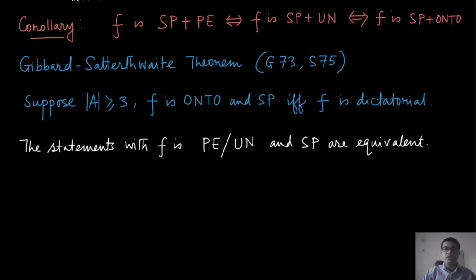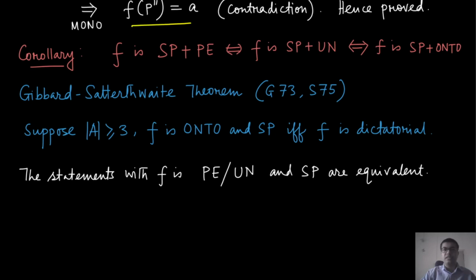So we have the corollary here, which essentially states what we just said earlier. Whenever we are talking about social choice functions that are strategy proof or monotone, then all these statements are equivalent. Strategy proof and Pareto efficient is equivalent to saying f is strategy proof and unanimous, and f is strategy proof and onto. Now, why is that corollary useful?